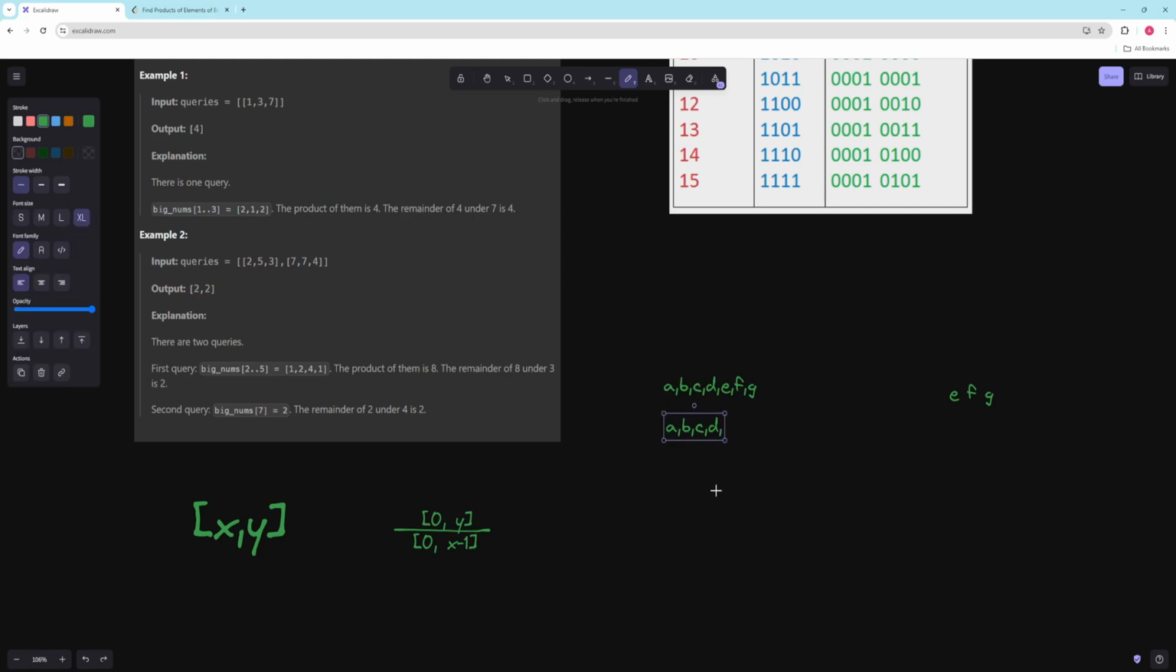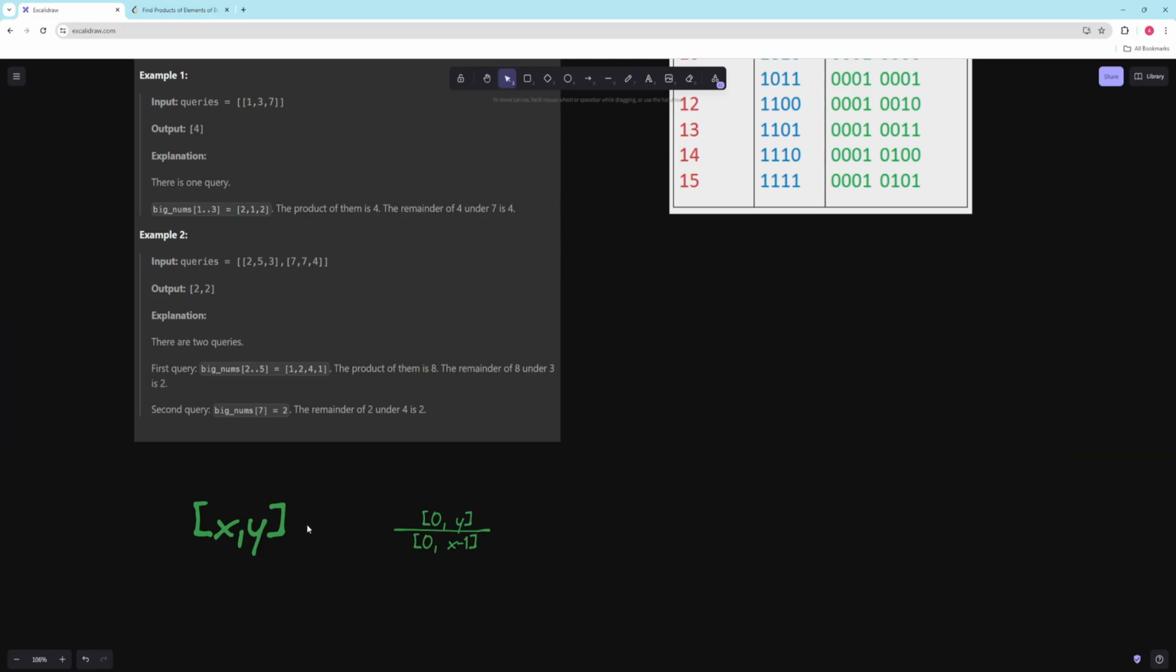So instead of doing the subquery part, we can just do two queries. We can do one query of 0 to Y, then we can do another query of 0 to X minus 1, and we can just divide. And in fact, as you're going to see, we're not even going to need to do the product. We're going to calculate something else, but it's going to be kind of the same thing. So that takes care of that.